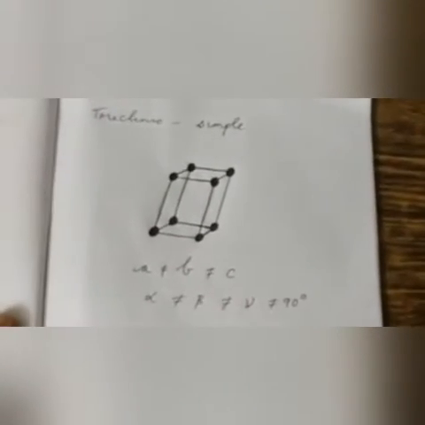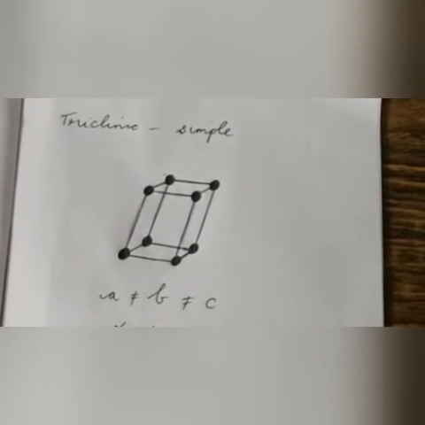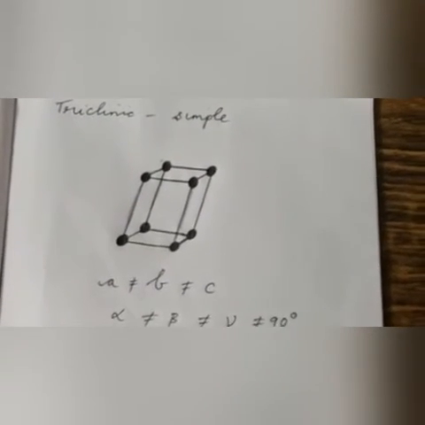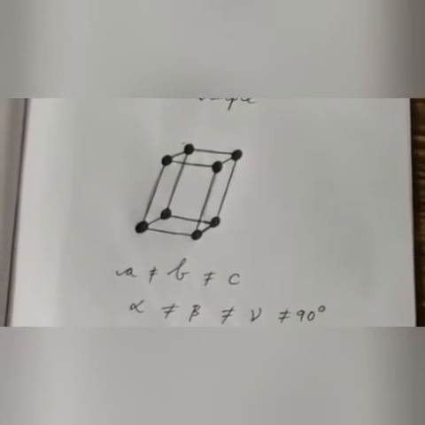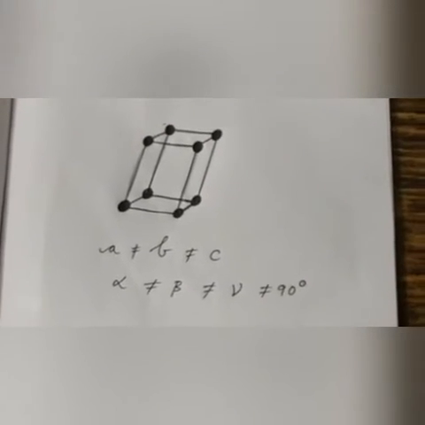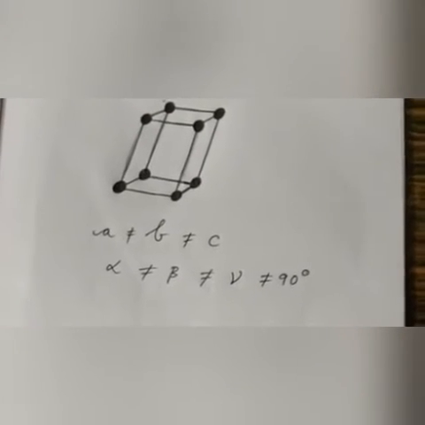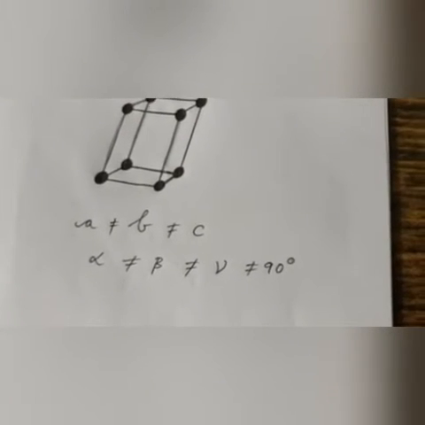Now let's move on to the next type of system, that is the triclinic system. There is only one type in this, that is the simple triclinic lattice. So this is its structure. In this one, none of the edge lengths are equal, and none of the interaxial angles are equal either. That is, alpha is not equal to beta, not equal to gamma, which is not equal to 90 degrees. None of them are perpendicular.